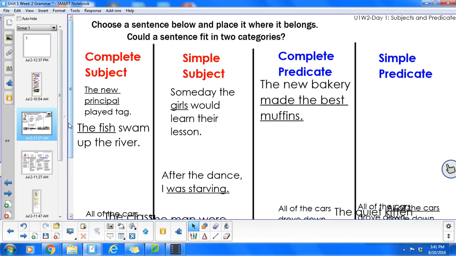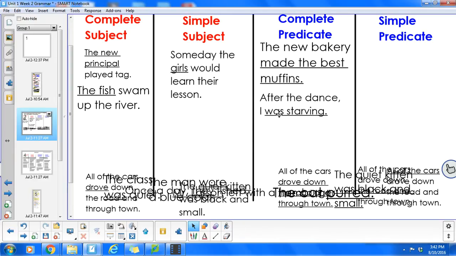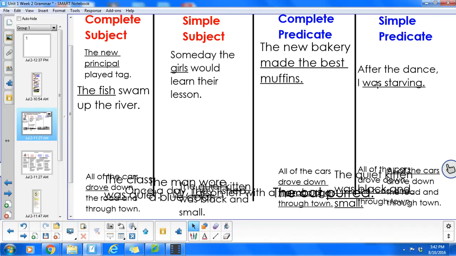After the dance, I was starving. Now this sentence has something at the beginning, but it's about I, and it's telling you about me. It's telling you that I was starving. Now, this is the kind of sentence, though, that fits both. It's a complete predicate, was starving, because it includes everything that is about my subject, but it's also simple because it's the verb just by itself.